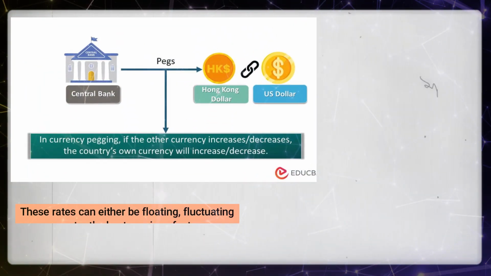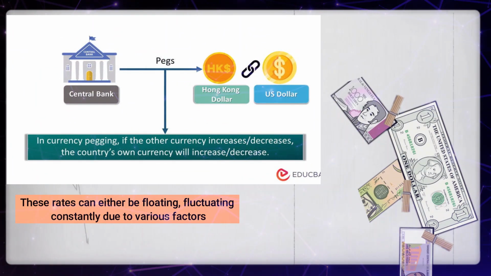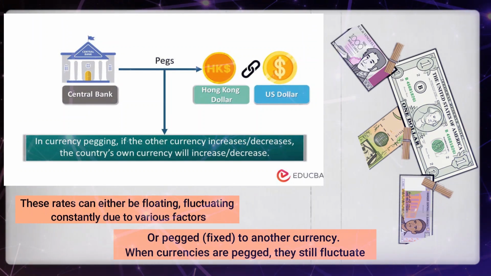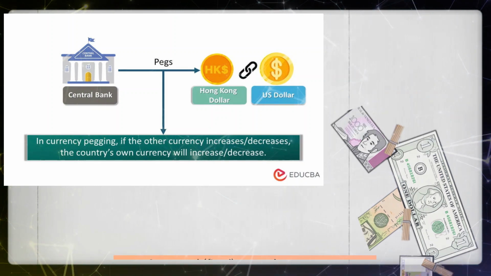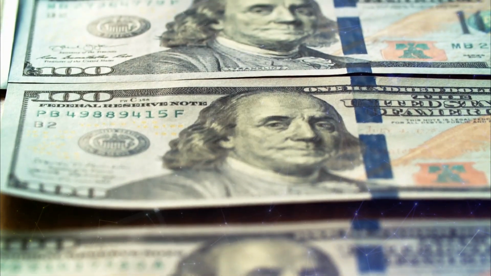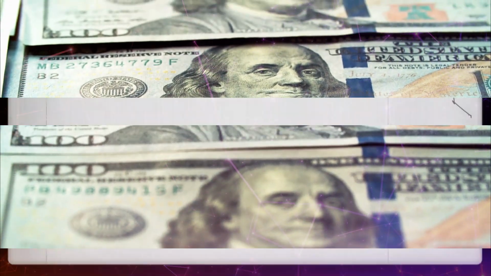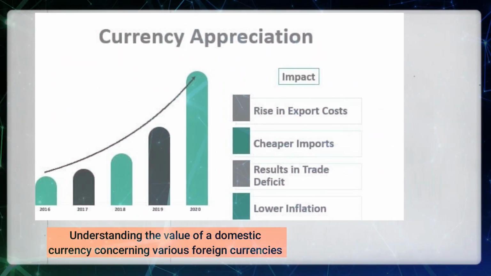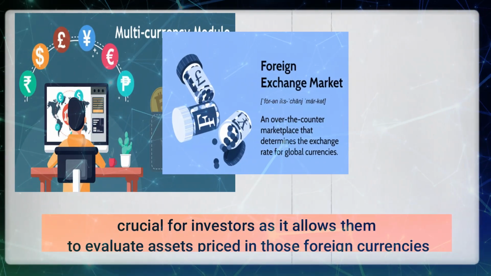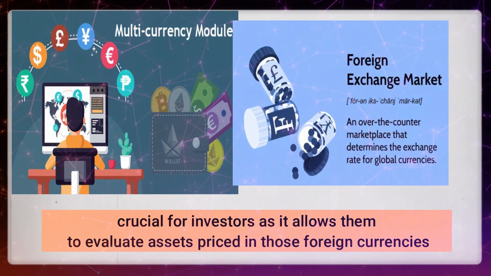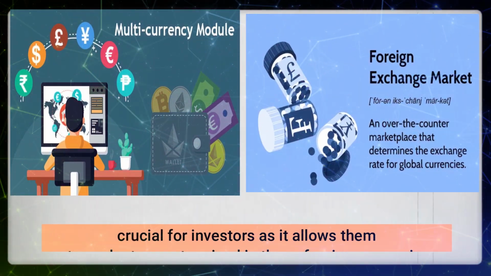These rates can either be floating, fluctuating constantly due to various factors, or pegged to another currency. When currencies are pegged, they still fluctuate, but their movements are synchronized with the money they're pegged to. Understanding the value of a domestic currency concerning various foreign currencies is crucial for investors, as it allows them to evaluate assets priced in those foreign currencies.